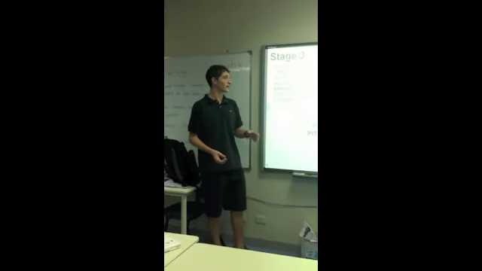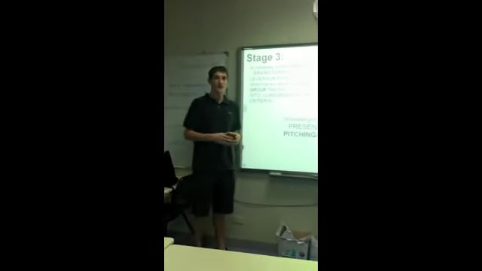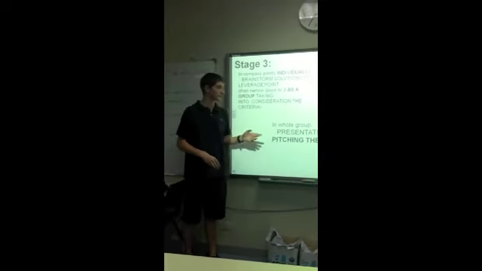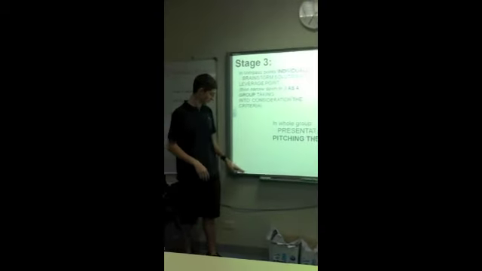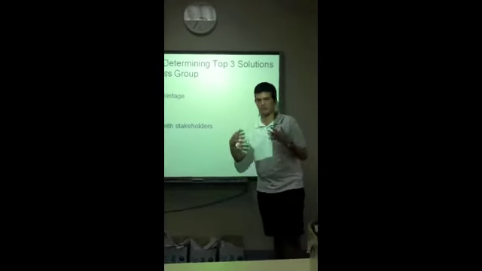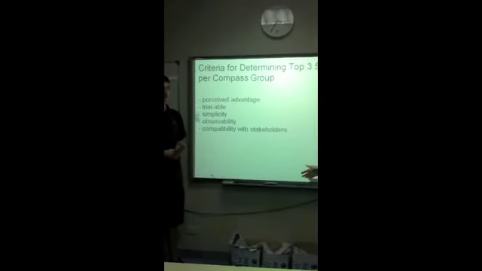Then, for a few more minutes, you'll come together as a compass group and analyze some of these solutions and narrow it down to 3 using a selection of criteria. So, here we have the basic 5-prong criteria. The first being perceived advantage.